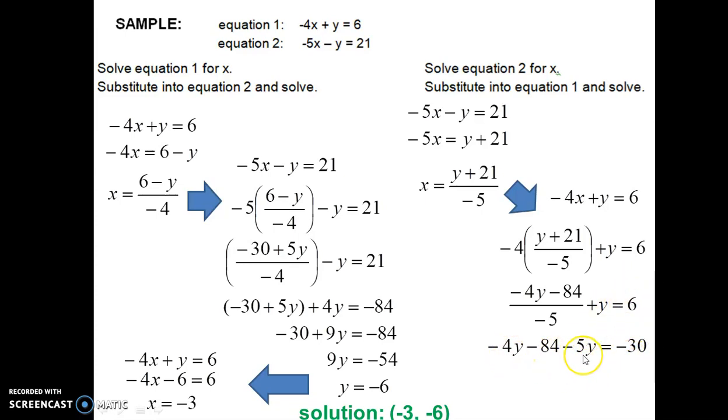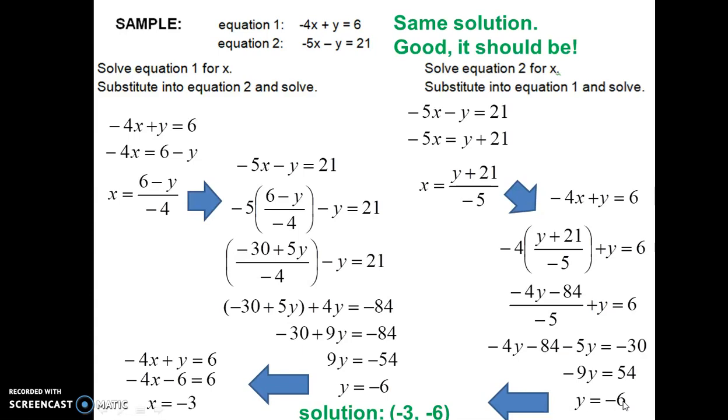Now we can combine the -4 and -5, which makes -9y, and I also added 84 to here in one step, which makes 54, then divided by -9, y equals -6. And that leads to the same solution as well. So we tried all 4 ways. It all led to the same solution.